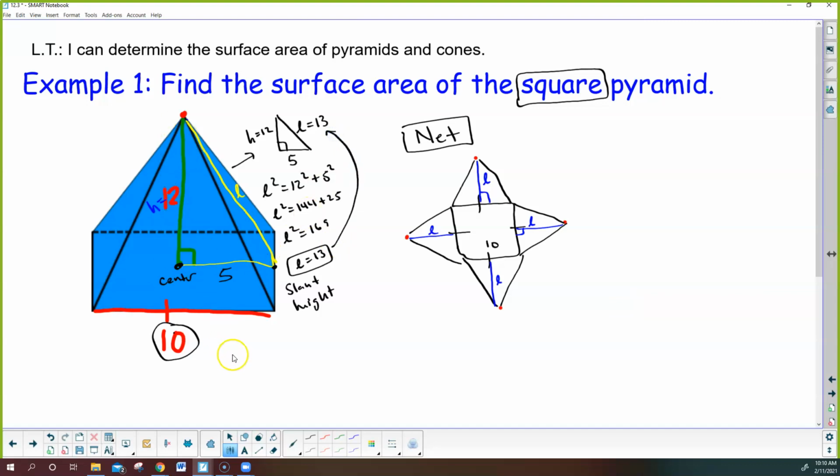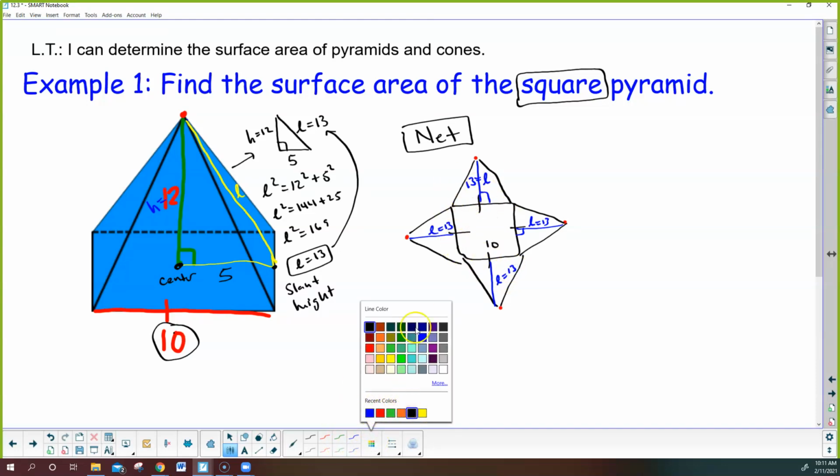So that's what's tricky in these problems, is they don't have to give you all the information. Sometimes they give you the slant height and it's a really quick problem. Other times they don't. But now I know that the slant height is 13 for all of these. And that allows me to find the area of them.